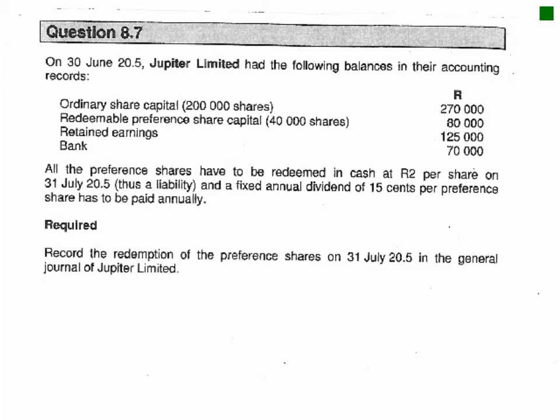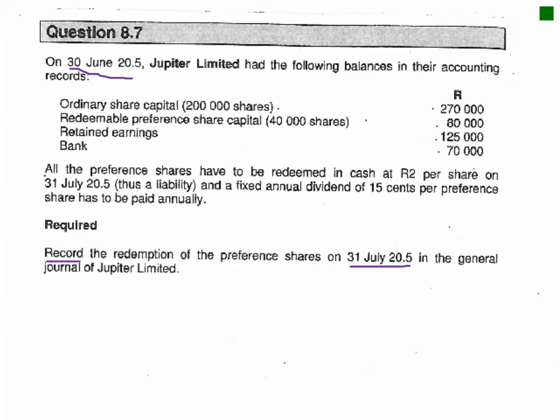In question 8.7, we have an example that I'm going to do with you to record the redemption of preference shares on the 31st of July in the General Journal of Jupiter. So on the 30th of June, that's 1 month previous, Jupiter had the following balances. They had ordinary share capital, 200,000 shares at 270,000 Rand. Redeemable preference shares, 40,000. The total value is 80,000 Rand. They had retained earnings of 125,000 and money in the bank of 70,000.